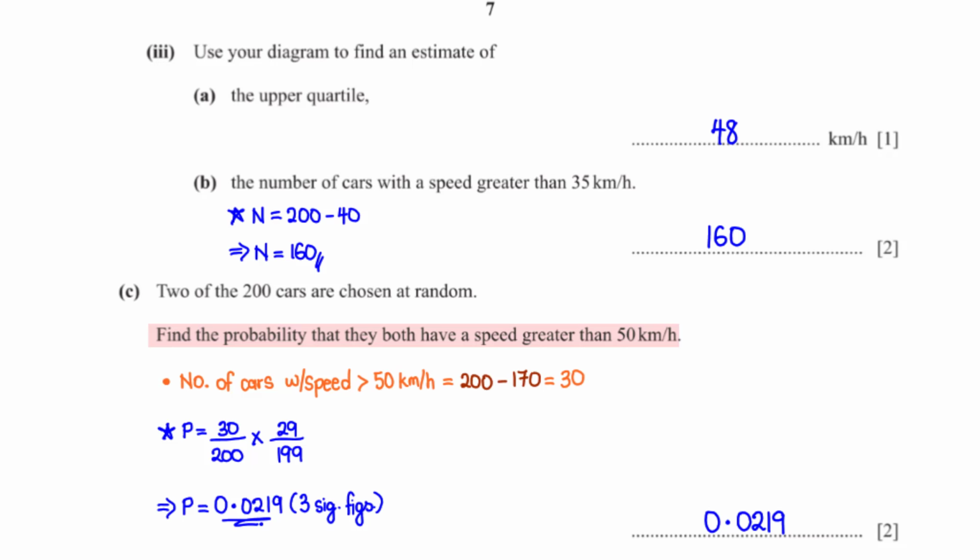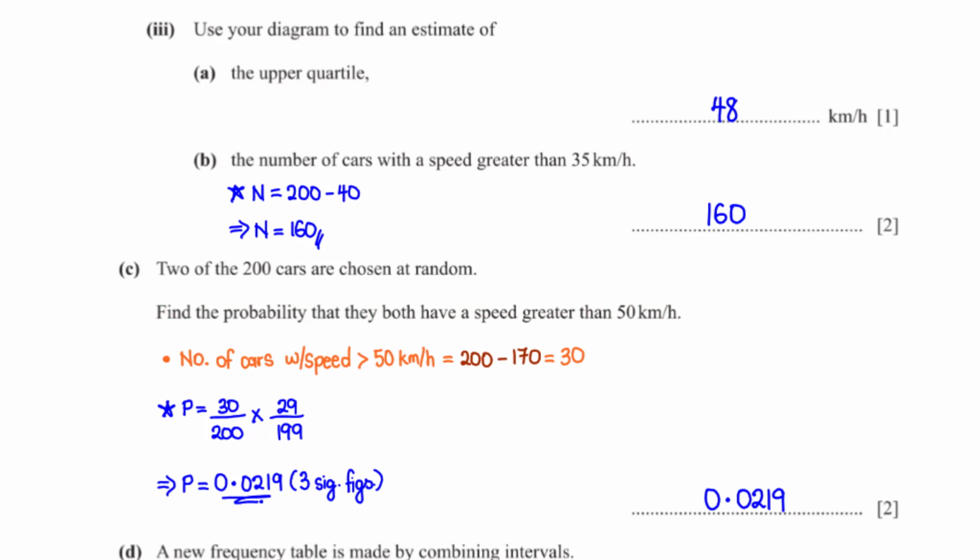This means that for the first pick, the probability that the car chosen from the 200 cars has a speed greater than 50 kilometers per hour is 30 over 200. After the first car is picked, the pool reduces by 1, and so the probability that the second car also has a speed greater than 50 kilometers per hour is 29 over 199. When we type this into the calculator, we get 0.0219, correct to 3 significant figures.